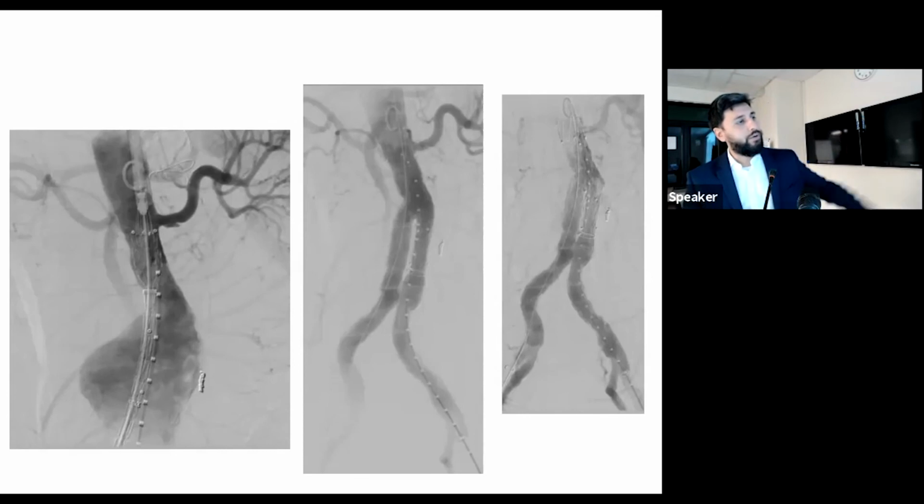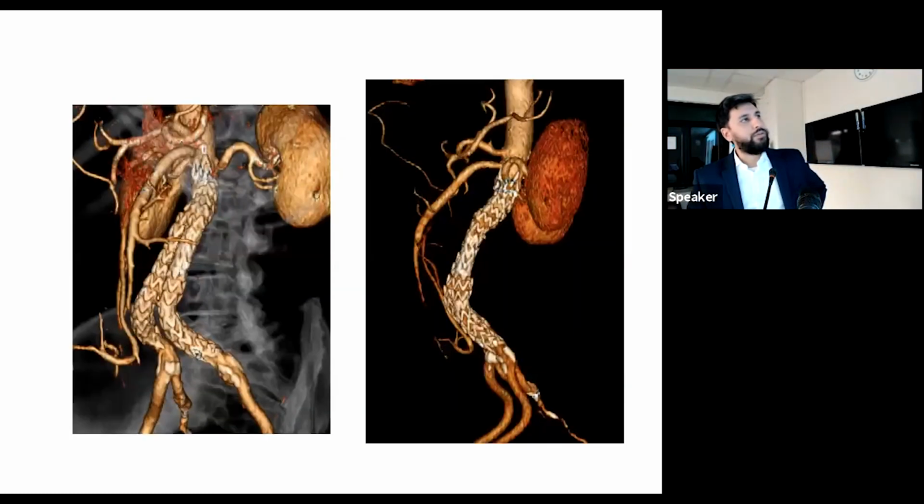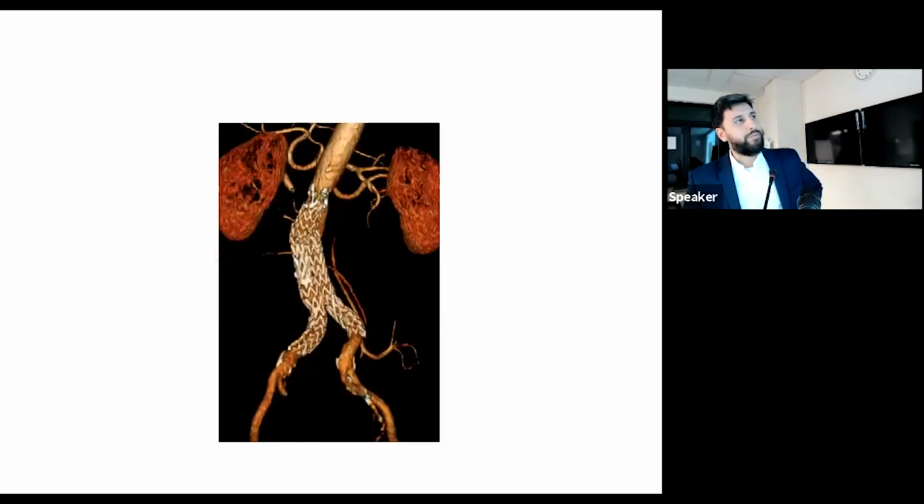And you can see here the coil in the IMA that we just coiled prior to that. So this was successful: both internal iliac arteries patent at the bottom, aneurysm successfully excluded, and we dealt with that IMA preemptively as well.